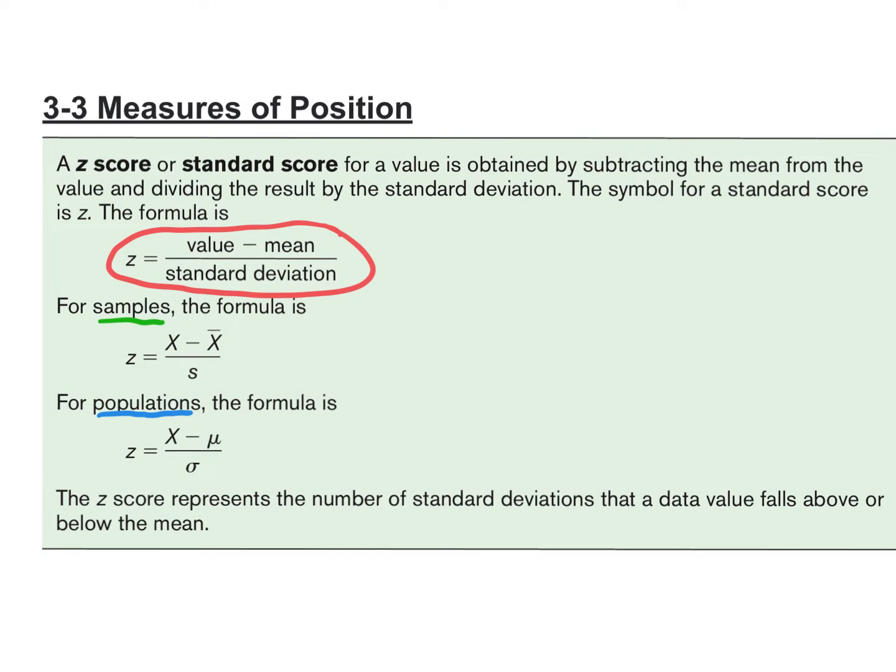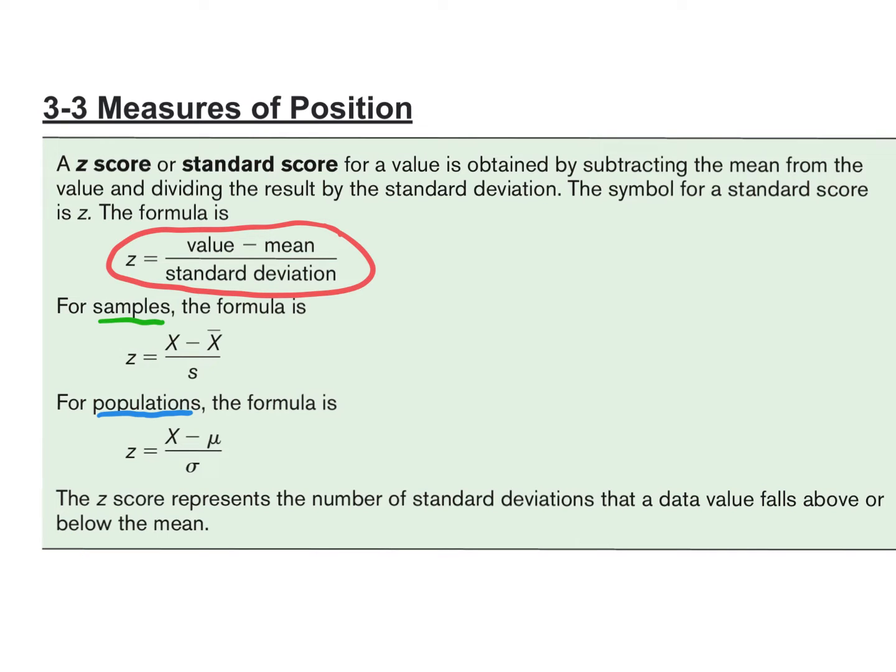And the other thing that's important is the z-score is the number of standard deviations above or below the mean. So like we talked about in Chebyshev's theorem, the k value was the number of standard deviations that we were looking at. And that's what the z-score is. It's the number of standard deviations above or below the mean, which means I can have a positive value if it's above the mean. I can have a negative value if it's below the mean.